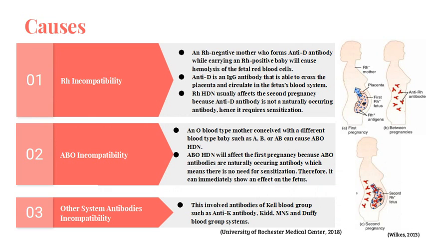As for ABO incompatibility, an O blood type mother conceived with a different blood type baby such as A, B, or AB can cause ABO-HDN. ABO-HDN would affect the first pregnancy because ABO antibodies are naturally occurring antibodies, which means there is no need for sensitization. Lastly, other system antibody incompatibility involves antibodies of the Kell blood group system, such as anti-K antibody, KIT, MNS, and Duffy blood group systems.